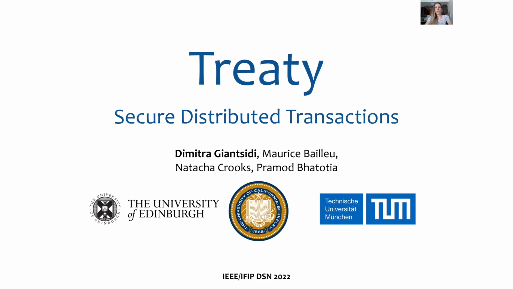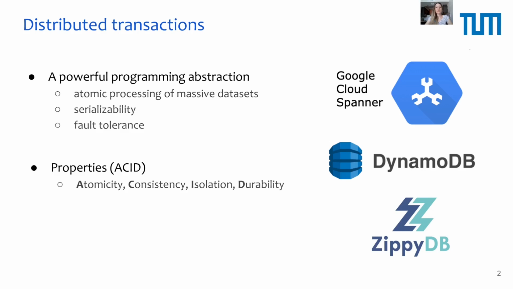Let me now start with a brief introduction and the motivation for our project. So distributed systems are everywhere in the cloud, and distributed transactions provide us with a powerful programming abstraction. They allow users to execute operations in a serializable and atomic manner and process massive datasets that might be distributed in different machines. At the same time, they hide complexities such as data races and parallelism, and they offer fault tolerance. Distributed transactions come with very nice and strong ACID properties.